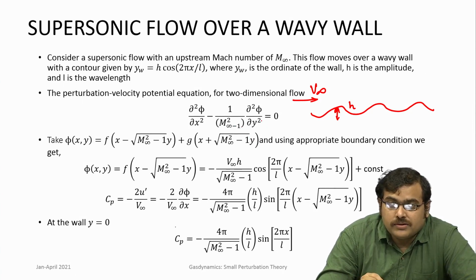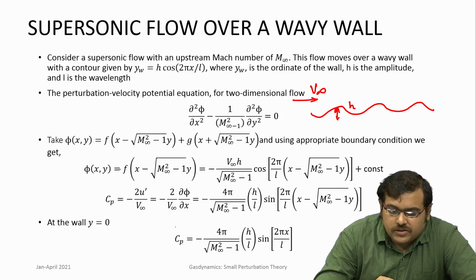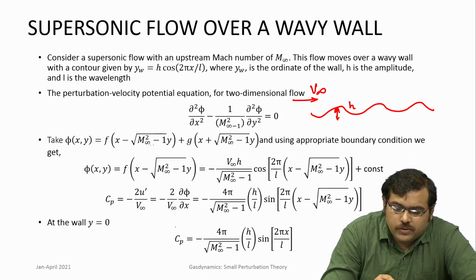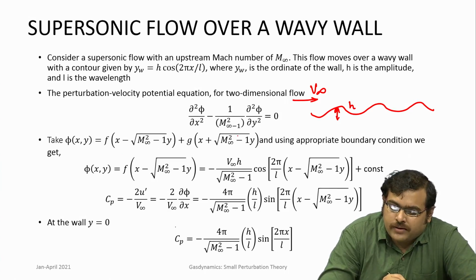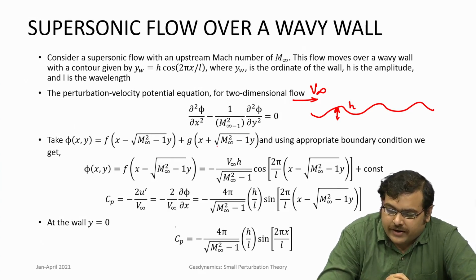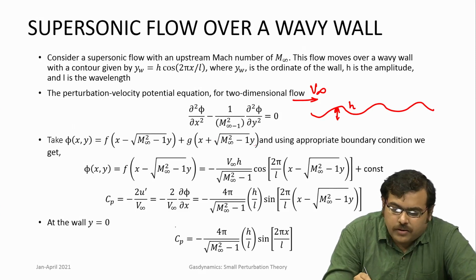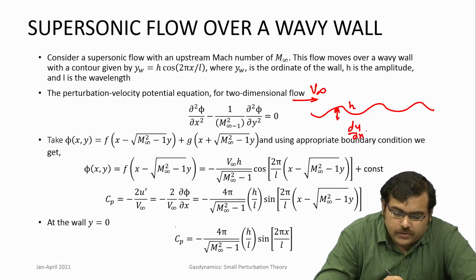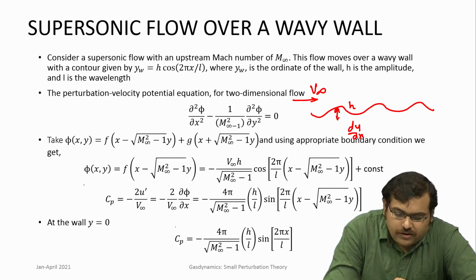And here we already have seen that in supersonic flows the equation is a wave equation, it is hyperbolic in nature, and in general the solution is f of x minus square root of M infinity square minus 1 y plus g of x plus square root of M infinity square minus 1 y. So, you have two characteristics, left running and right running, and the appropriate boundary conditions are there, which is related to the gradients or dy by dx at the wall.